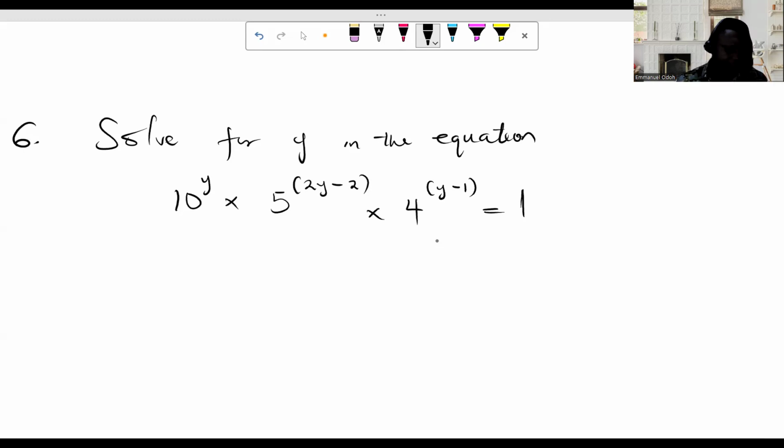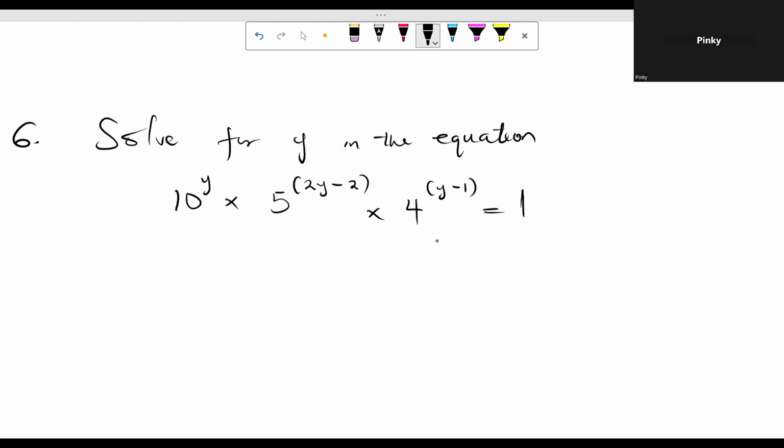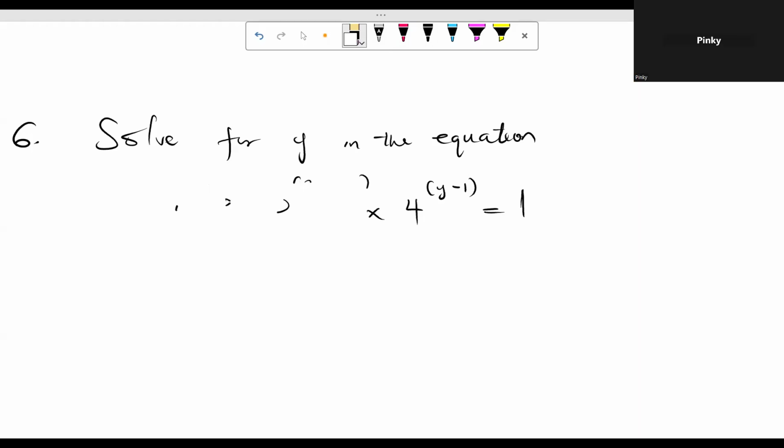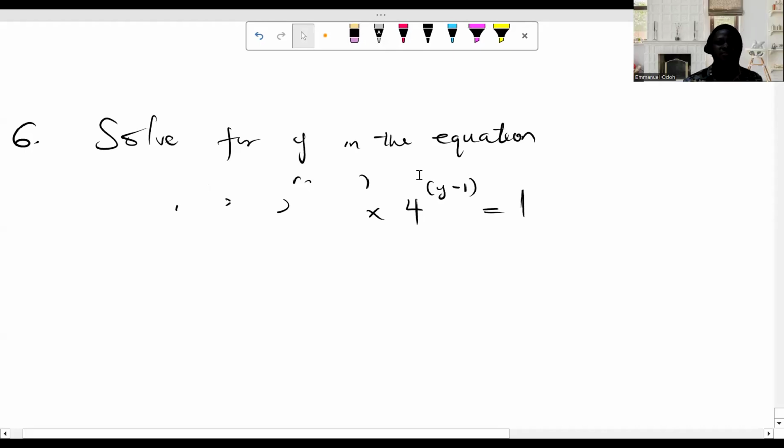Wait, it's still the same thing that we did, right? Yes, sir, the same question. It's not exactly the same question, but they are the same figures. That means the same.